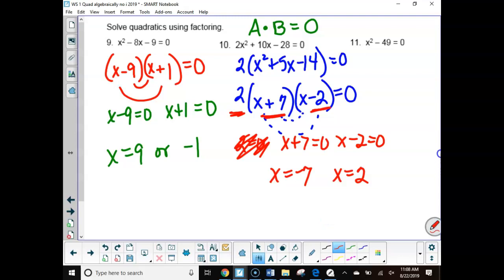Do you think I can smush that last one in? I kind of think I can, because how does that last one factor? X, yeah, x plus 7 and x minus 7. So we get x equals negative 7 or positive 7.